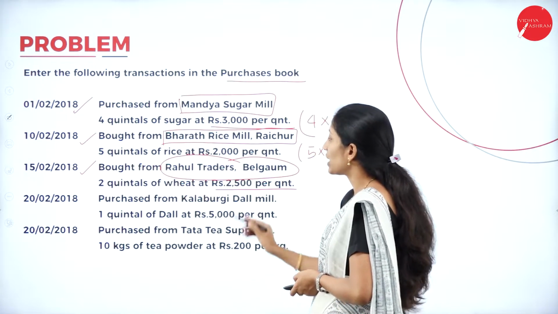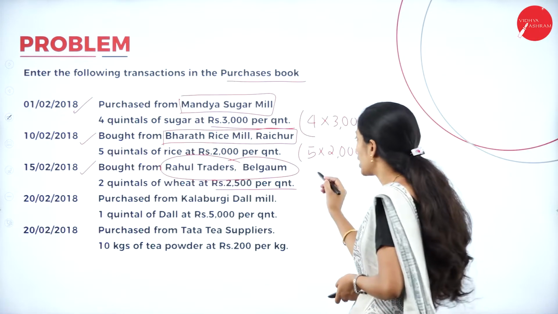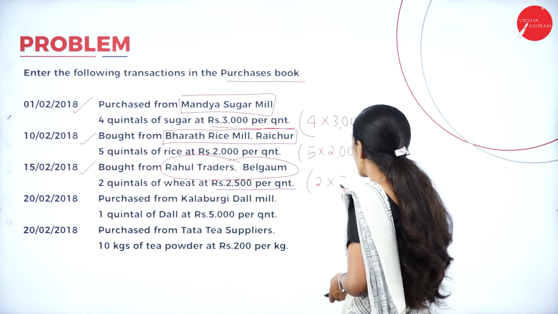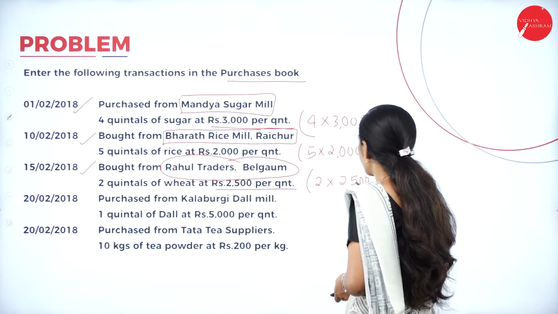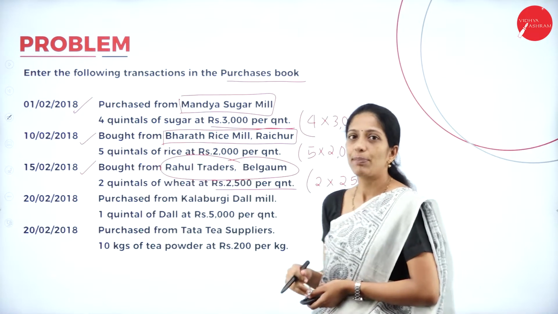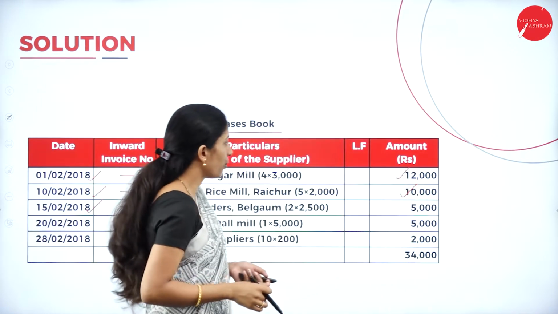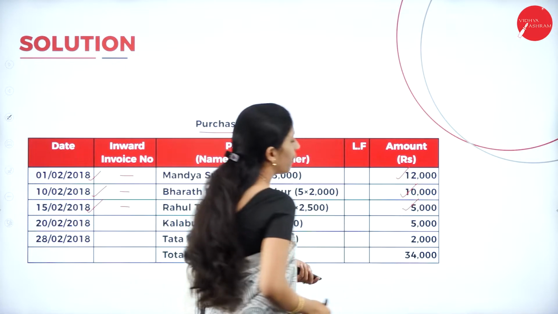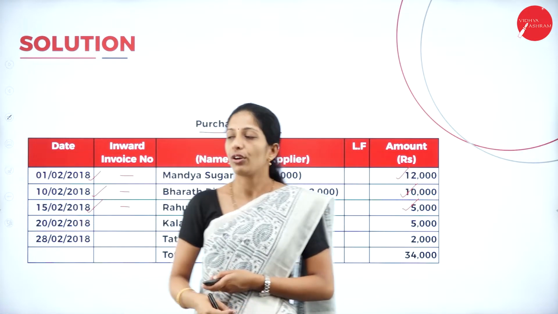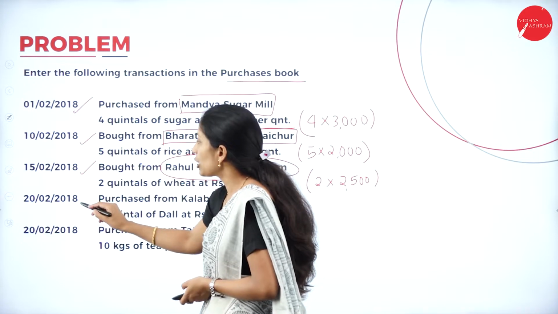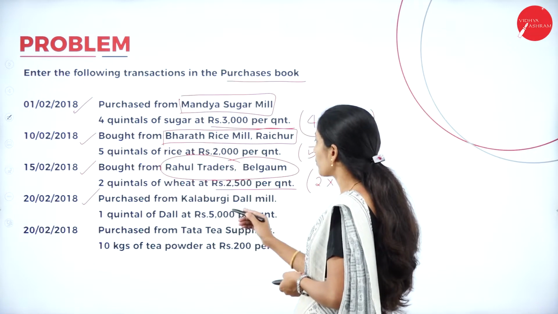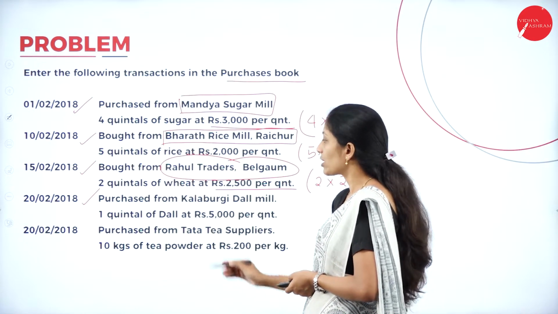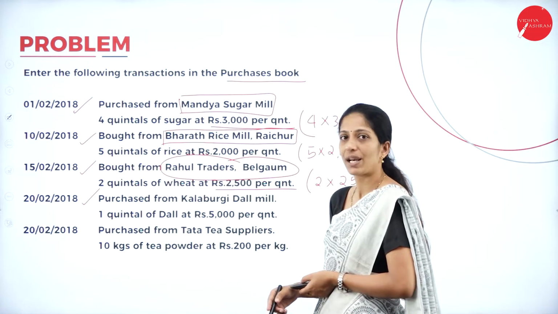2 quintals of wheat at rupees 2,500. In the sense 2 into 2,500. So multiply that and write the amount in the outer column. So you'll get 5,000. In the same way, going to the next entry, 20 to 2018, purchased from Kalburgi Dal Mill 1 quintal of dal at rupees 5,000 per quintal.